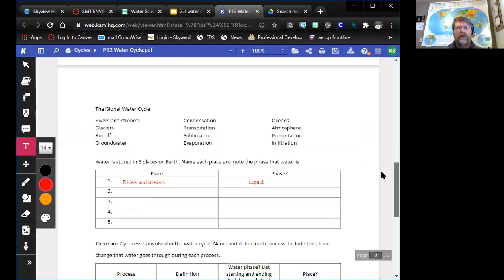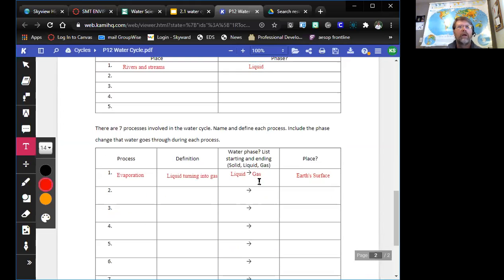And then in part two, you're going to take this word bank and you're going to put it in here. And some of these you're going to use more than once, especially if you go down to part two. Okay, so one of the places was rivers and streams. Rivers and streams are liquids. Maybe they're solids every once in a while for a short period of time in the winter, but for the most part, rivers and streams, liquid. Okay, and then the process, evaporation. Definition, you can keep it nice and short. Liquid turning to a gas, which is exactly what we want to see in our phases here.